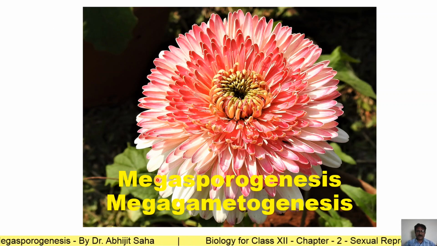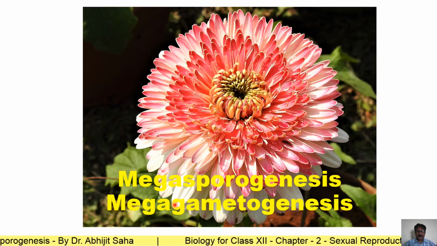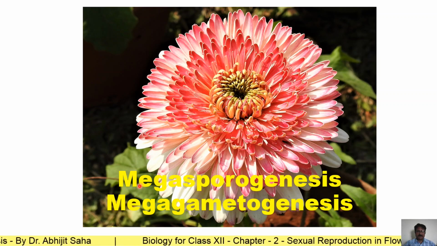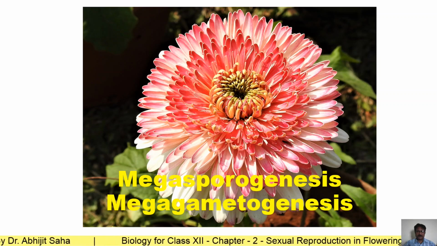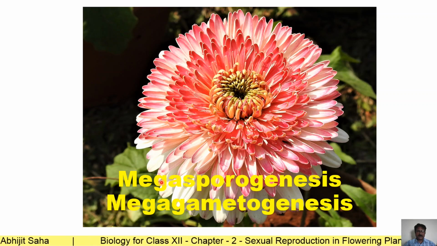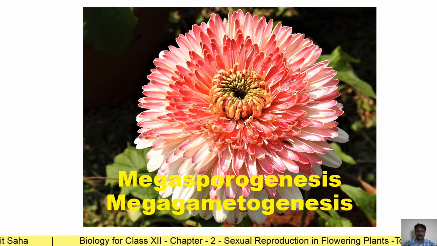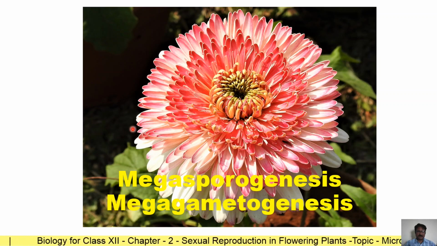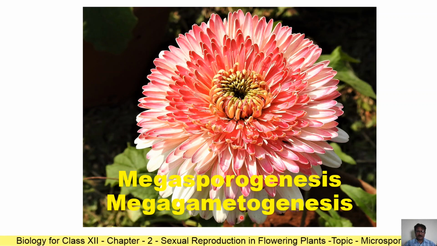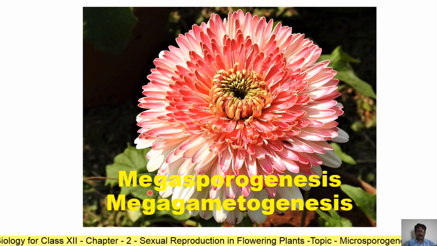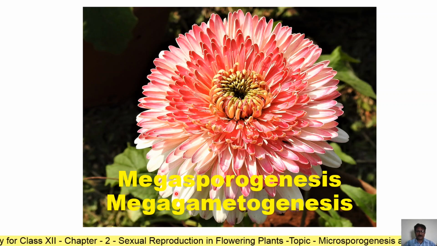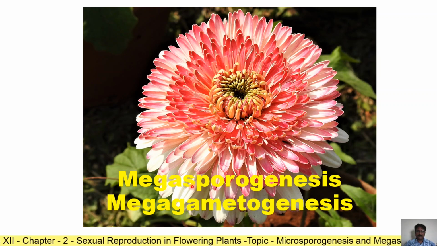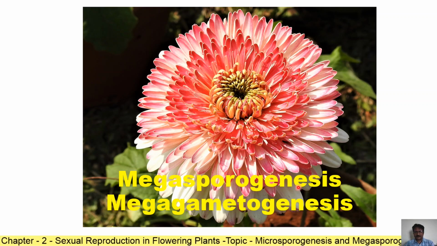Our next discussion will be megasporogenesis and megagametogenesis. As we have just discussed, microsporogenesis, that is formation of microspores. Here we will discuss how the megaspores are first developed. In the previous discussion, after microspore development, we studied microgametogenesis, that is how the male gametes are produced. Here also we will discuss how female gametes are produced following megasporogenesis.